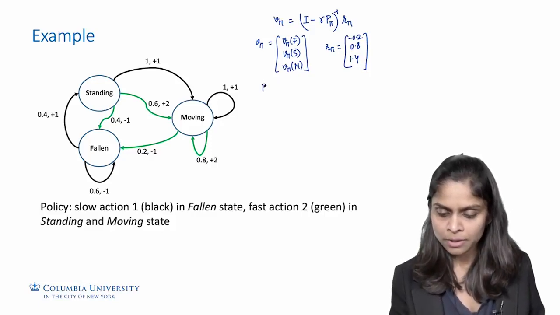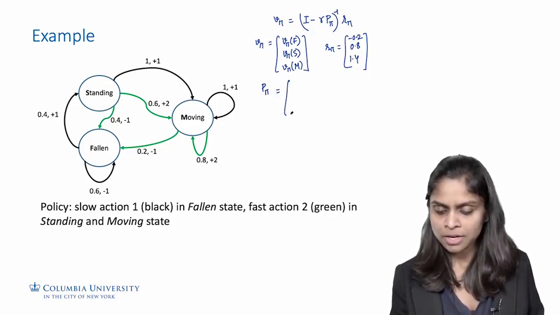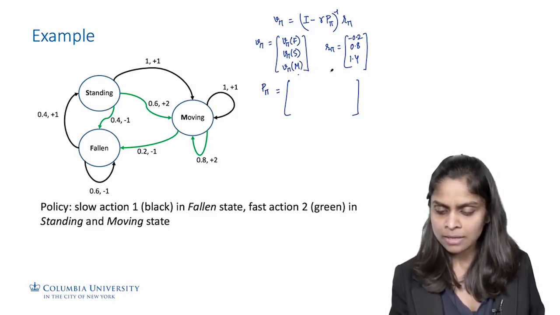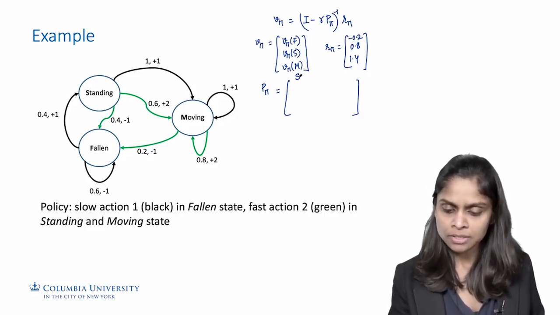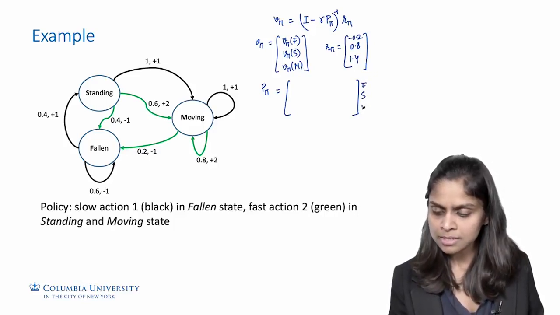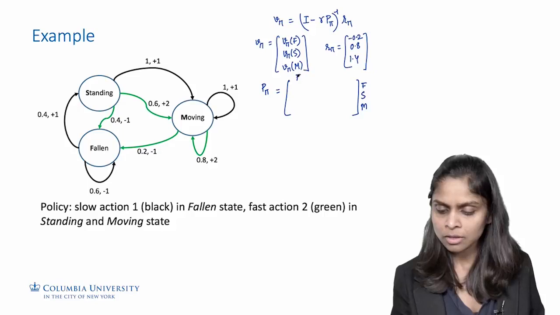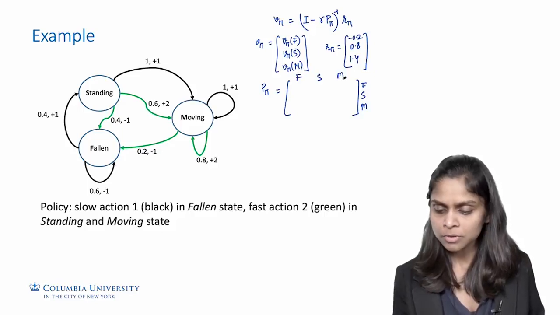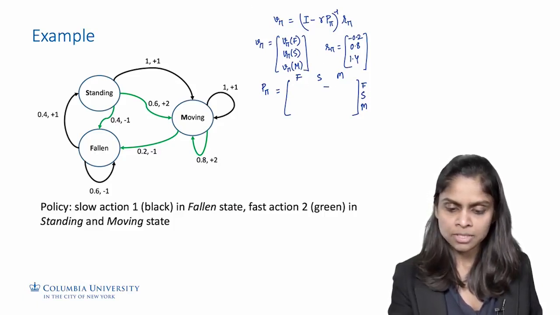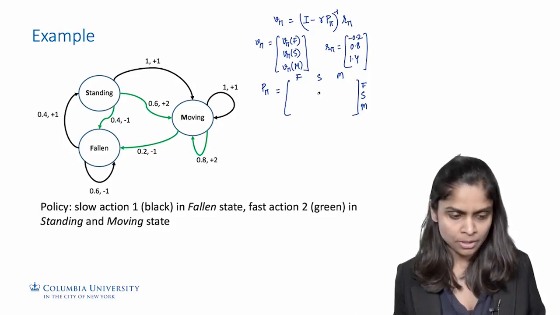What remains is formulating P pi. So what's the transition probability matrix for this policy? It has 3 states, so it will be a 3 by 3 matrix. One row each for the fallen state, standing state, and moving state, and one column each for the fallen state, standing state, and moving state. The first row tells the distribution of the next state when you start from a fallen state and take the action specified by the policy.